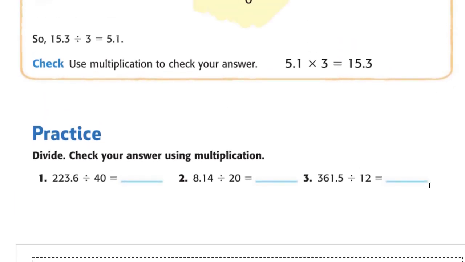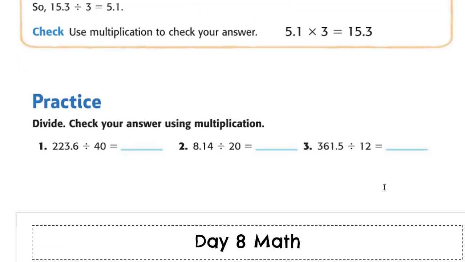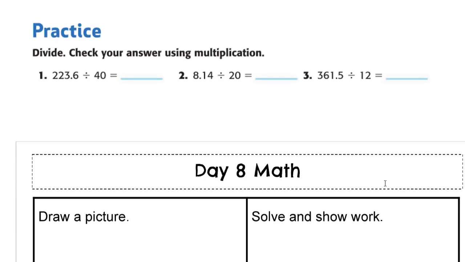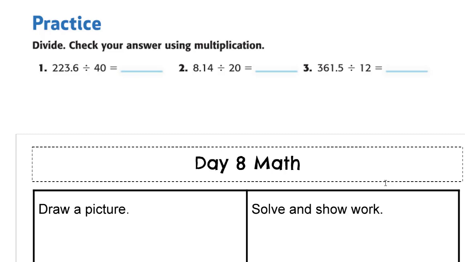Awesome. And then we multiplied, and that's what we have, right? So we match. We're good. Okay. So I'm going to look at the first practice problem here for you, and then you guys can do the other two on your own. So we have 223 and 6/10 divided by 40.